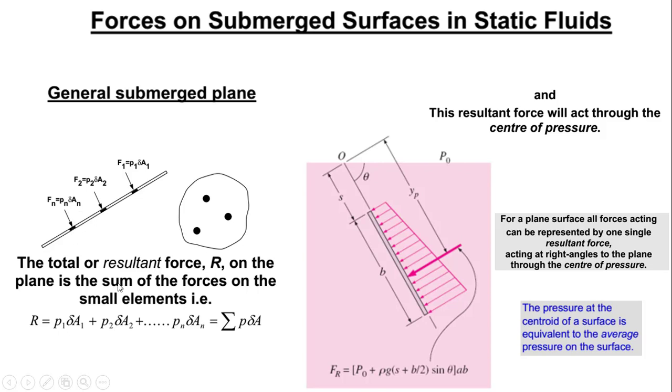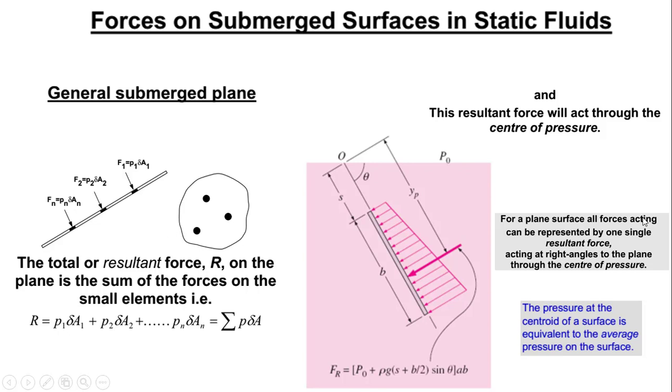Now if you want to find the total resultant force for this plane that has been submerged in water, we are going to sum all the elements. So this R is going to be pressure at 1 multiplied by area at 1, plus pressure at 2 multiplied by area at 2, plus all the other elements of the plane. In other words, we can just write R is equal to the summation of pressure multiplied by the change in area. This is one of the general formulas that we are going to use to calculate the resultant force on the submerged plane that we have here.